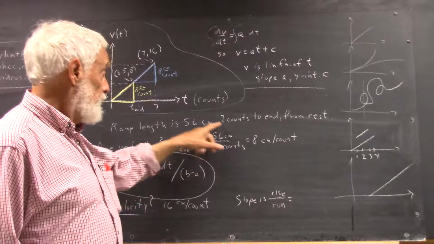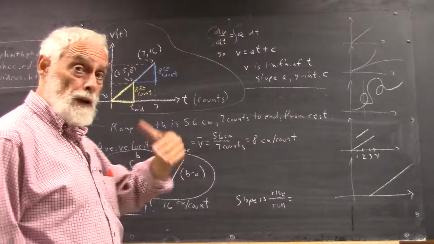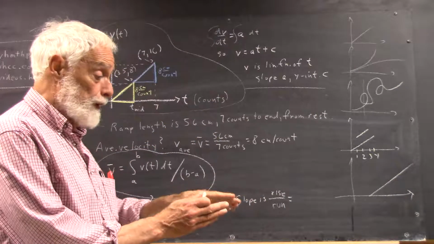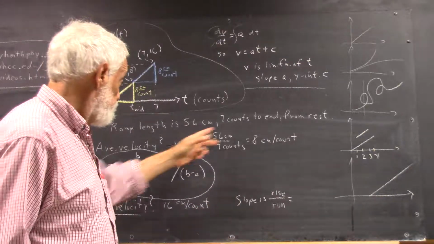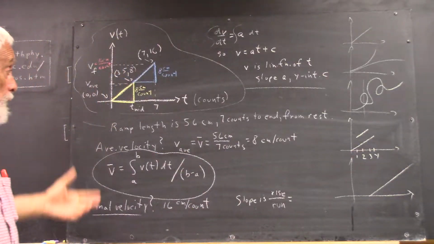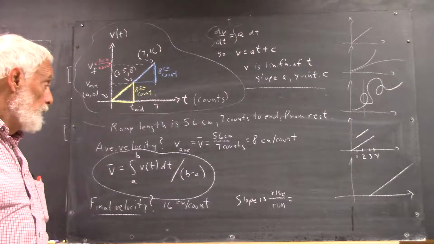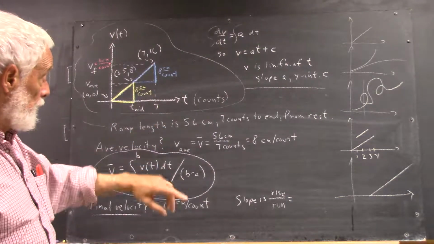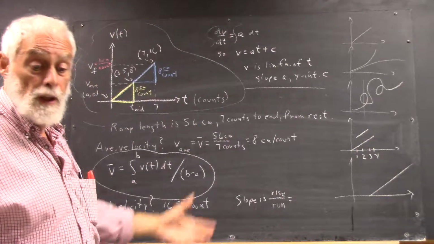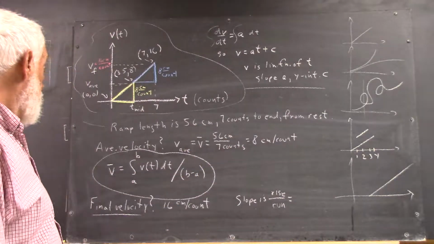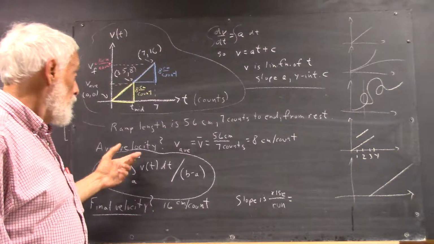Okay, so let's just say that you determined that the ball moved 56 centimeters from your first count to your seventh count. Then, what can you determine from that? Well, first thing you can easily determine, if you know how far something goes and how long it takes, is how fast it's moving. Now, we calculate what we're going to call average velocity.